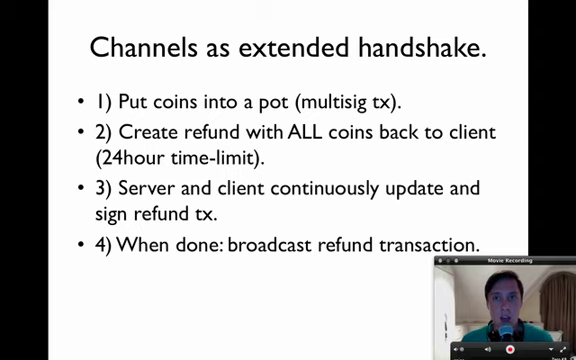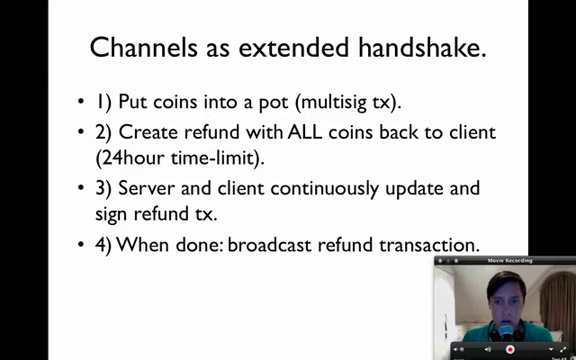To explain how channels work, I'm going to be a bit more technical now. If you know how the Bitcoin infrastructure works, a client comes and wants a service from a server. It knows that the server provides the kind of service that fulfills that need. The client puts coins into a pot that both parties control, and then a refund transaction is created that sends all the coins back to the client with a time limit, which by default is currently 24 hours. I'll explain why this is important just now.